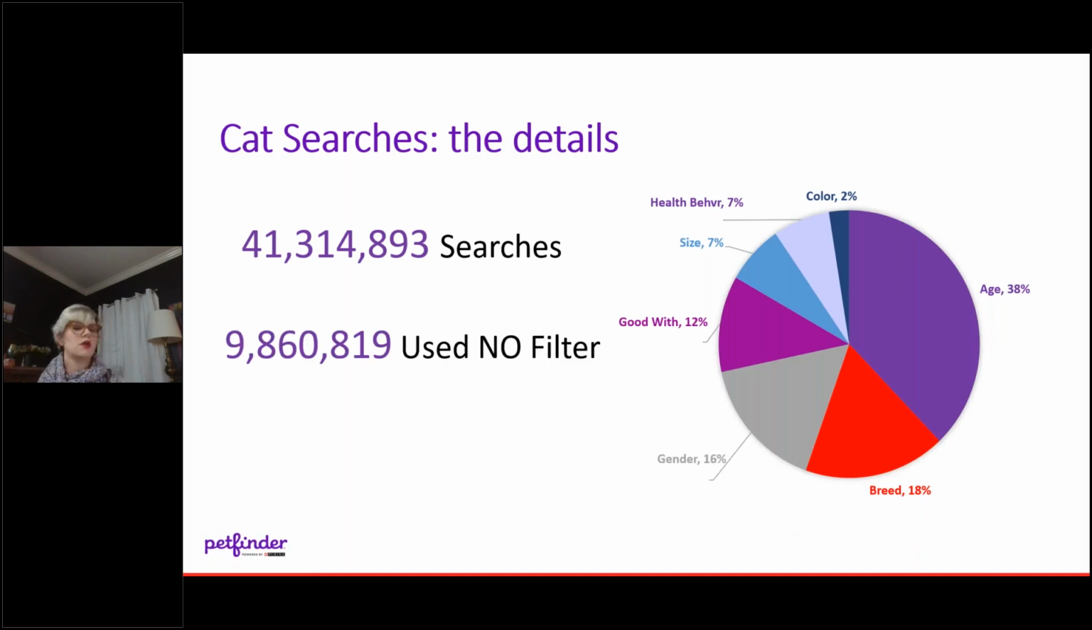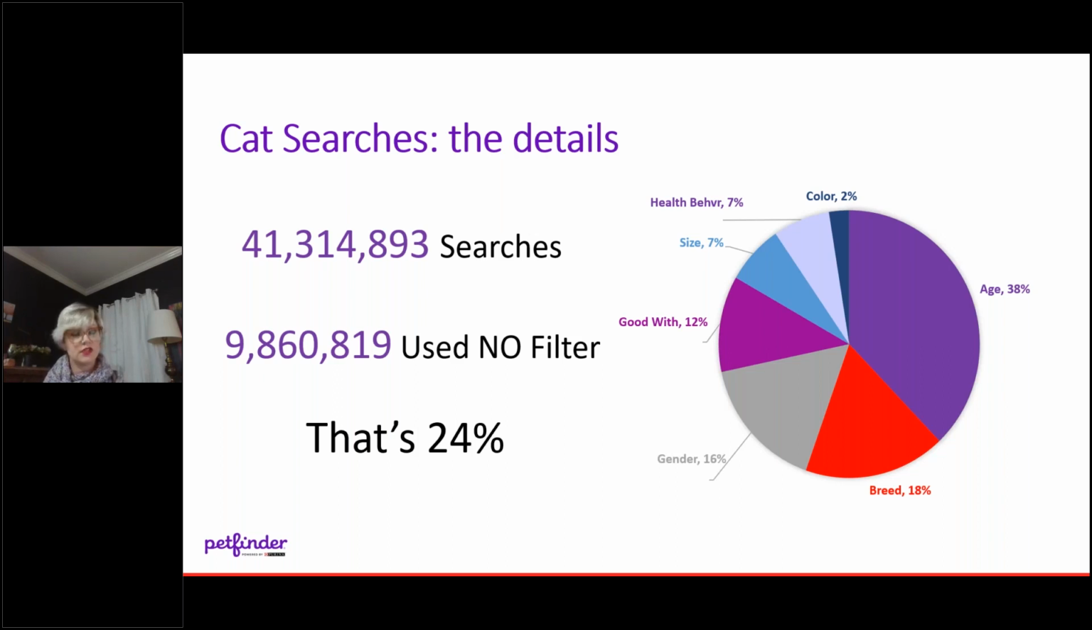Moving on. So if we look at cat searches. Fewer than dog, but still significant, 41 million cat searches on Petfinder in 2022. More of them did not use a filter, so 24% versus 17. That represents 9 million. And then there's a little bit of variation between cat and dog when we start talking about the filters that they did use.